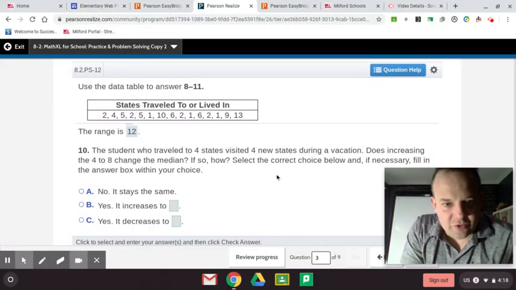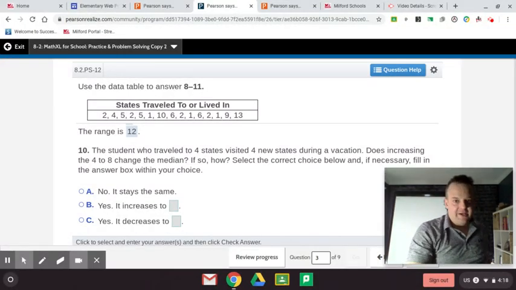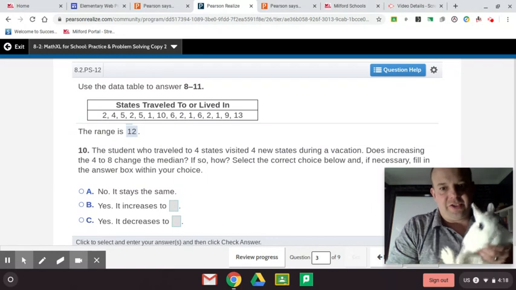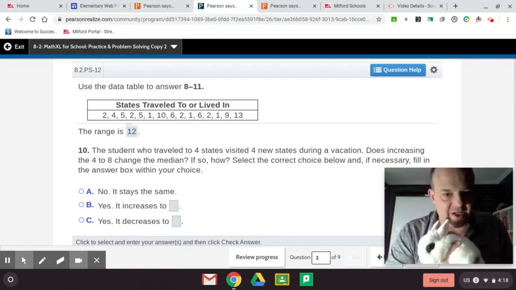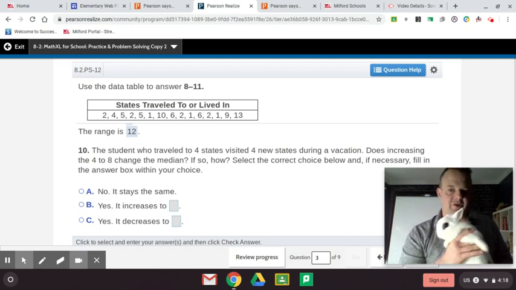The student who traveled to 4 states visited 4 new states during vacation. Does increasing the 4 to 8 change the median? If so, how? Select the correct choice below, and if necessary, fill in the answer box within your choice.